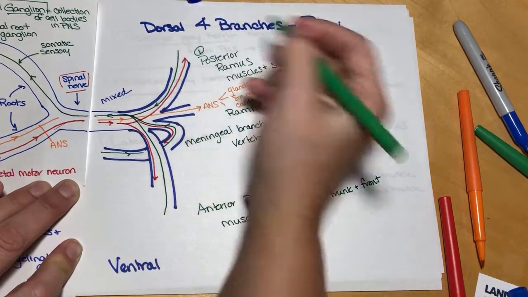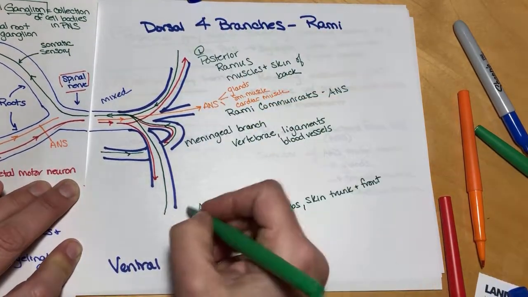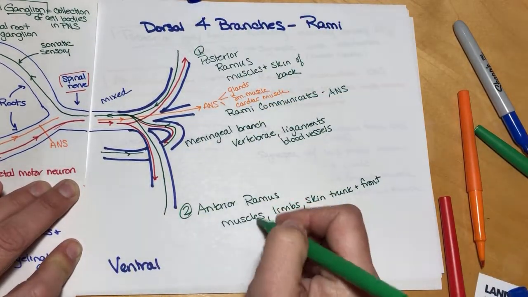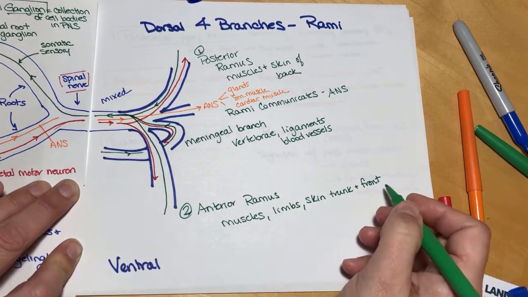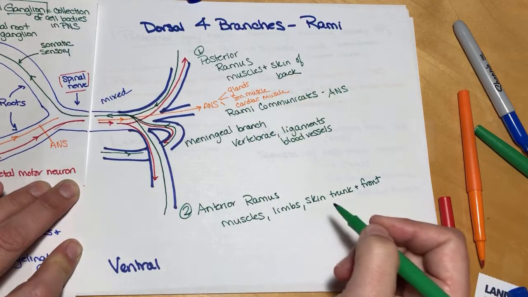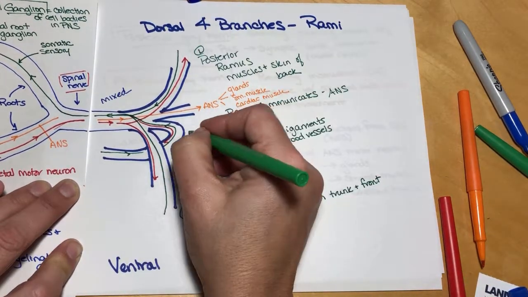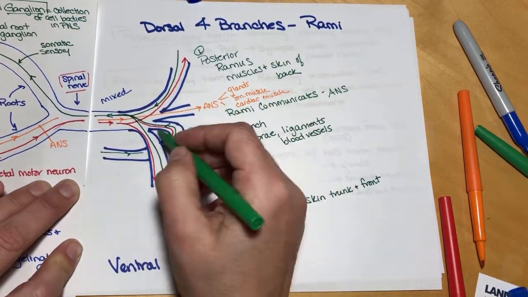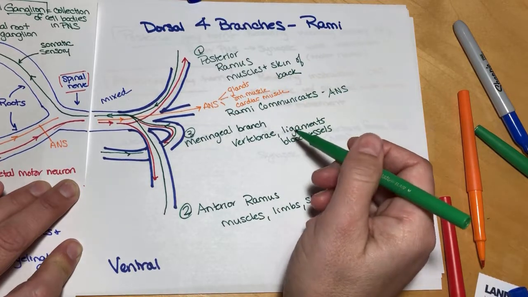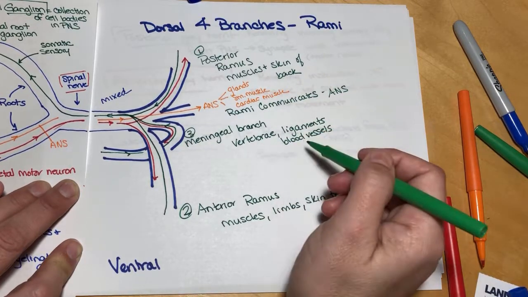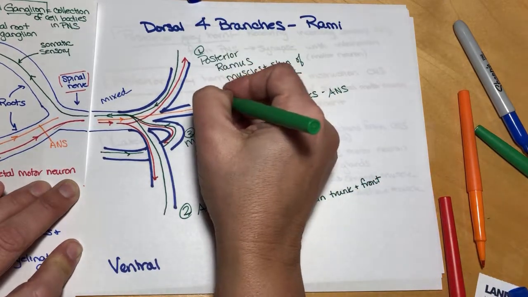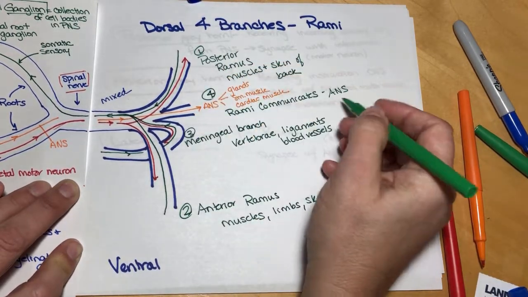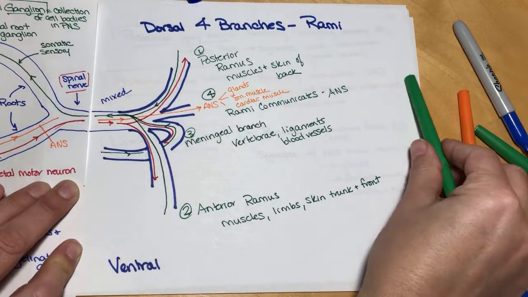1, posterior ramus. 2, anterior ramus. This is really the big ones because this is the limbs, the trunk, the front of the body. So that's the biggest branch. 3, the meningeal branch, pretty small one, going back to innervate the parts of the cord and the vertebral column. And 4, the communicantes, which has to do with the autonomic nervous system.